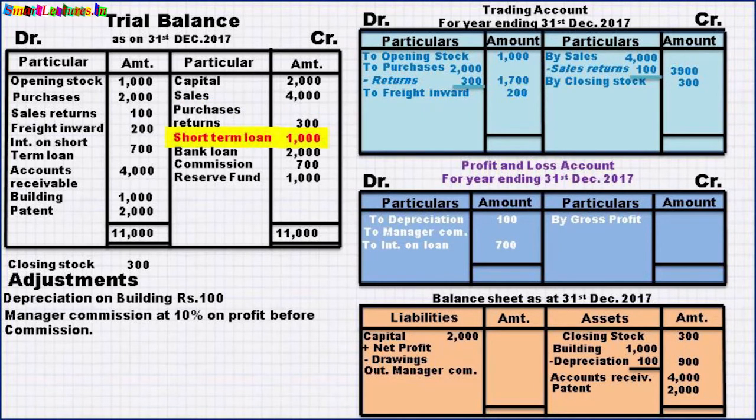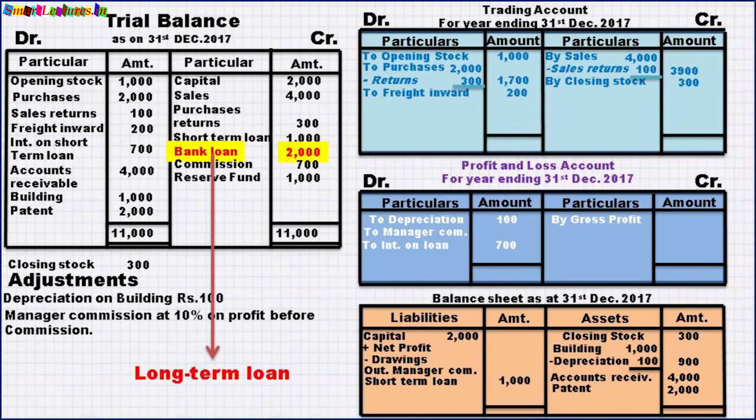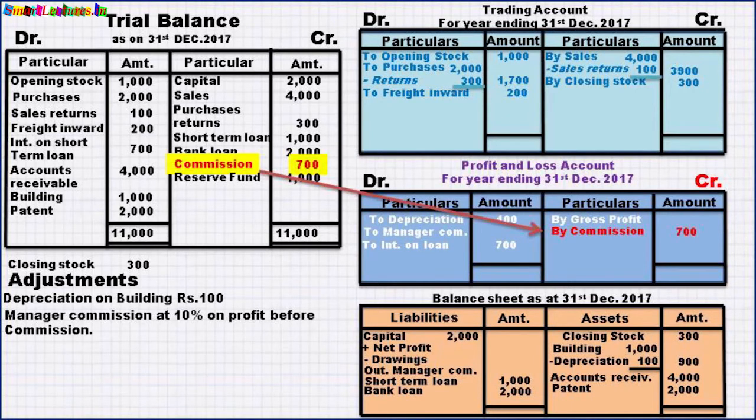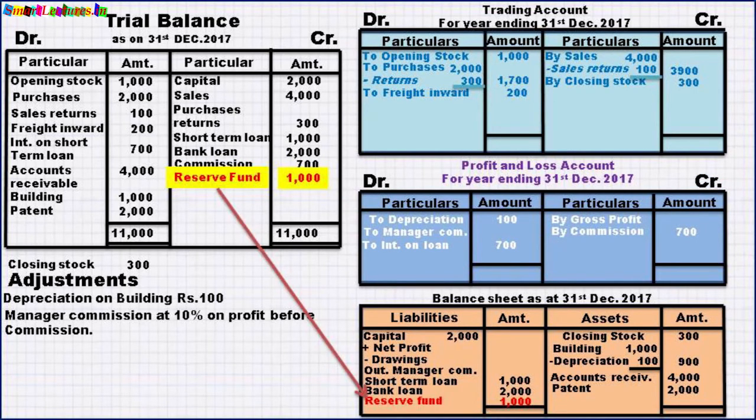Short-term loans, this is a short-term liability, it will go to the liability side of the balance sheet. Bank loan, this is a long-term loan liability, it will go to the liability side of the balance sheet. Commission 700, this is income, it will go to the credit side of profit and loss account. Reserve fund 1000, it will go to the credit side of the balance sheet, means the liability side of the balance sheet.